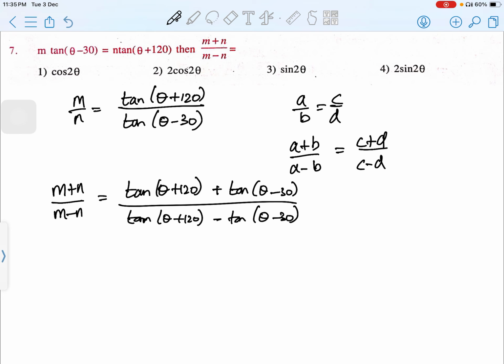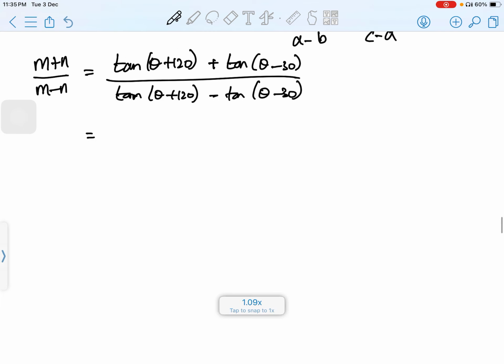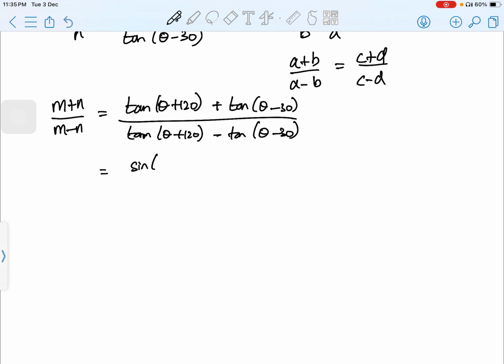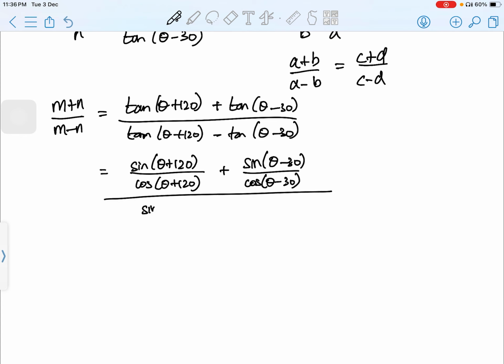Okay. So write it in cos format, sin a cos b, and take LCM. That is sin of theta plus 120 by cos of theta plus 120, here sin of theta minus 30 by cos of theta minus 30. Here also sin of theta plus 120 by cos of theta plus 120, in between you will have minus, sin of theta minus 30 by cos of theta minus 30.